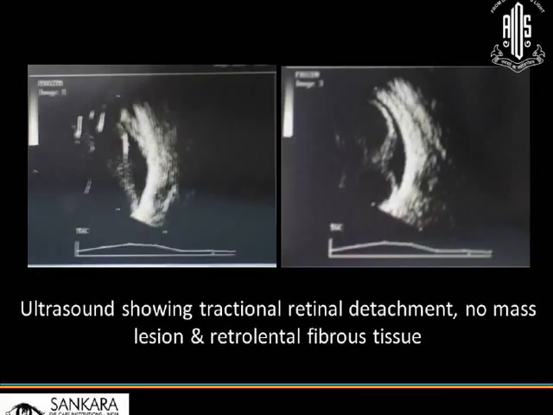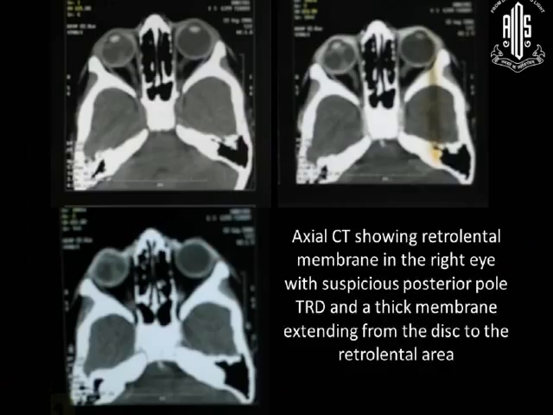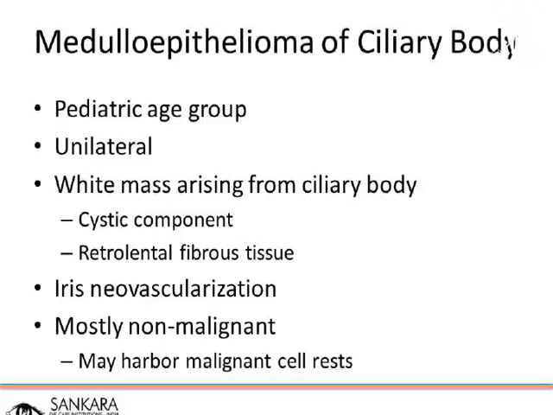So we did the ultrasound. It showed a posterior pole PRD, so there is no lesion in the posterior part of the fundus. And the CT scan shows the lesion to be in the ciliary body region, with some kind of a traction detachment of the posterior pole, and the lesion is in the ciliary body. So what are we looking at? We're looking at medulloepithelioma.